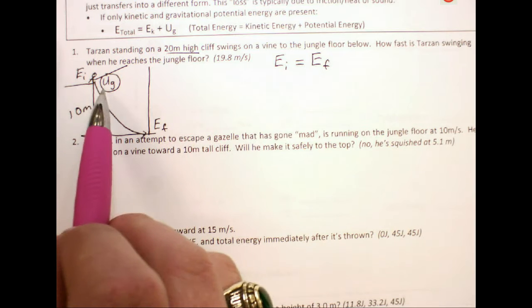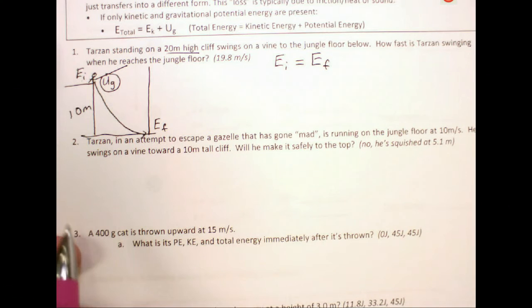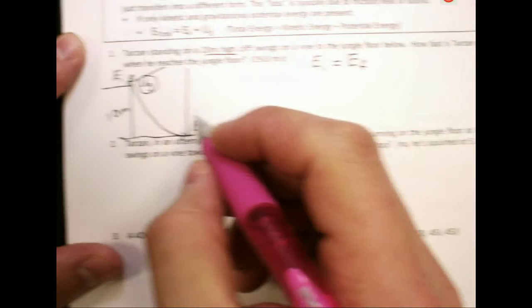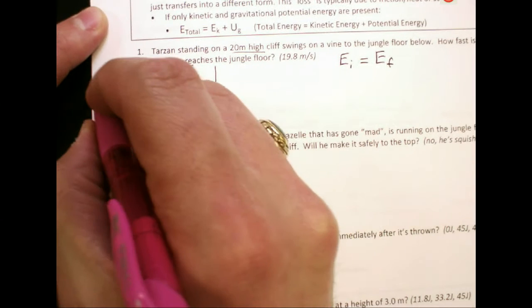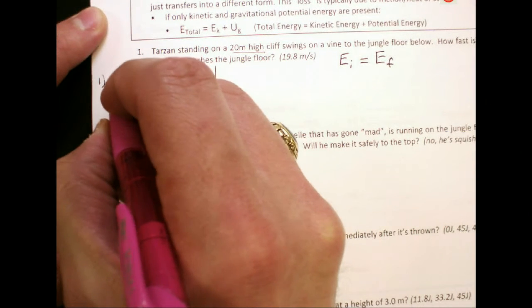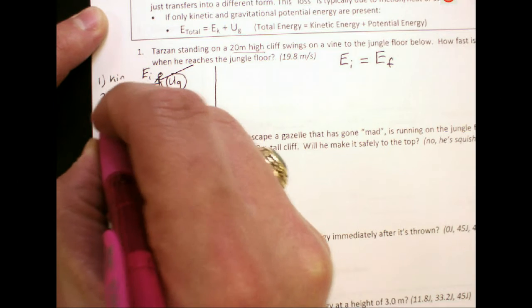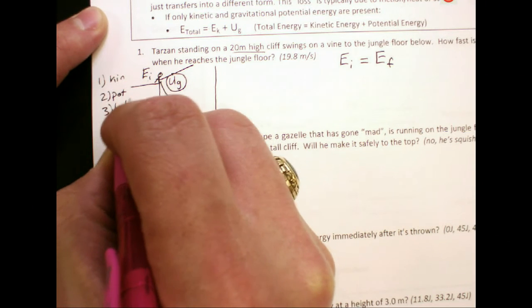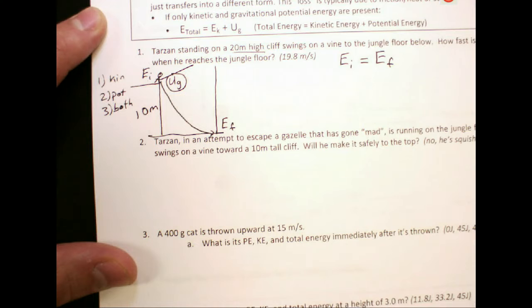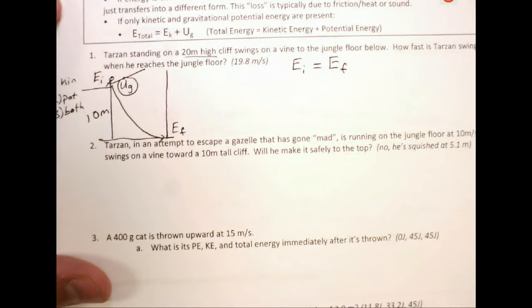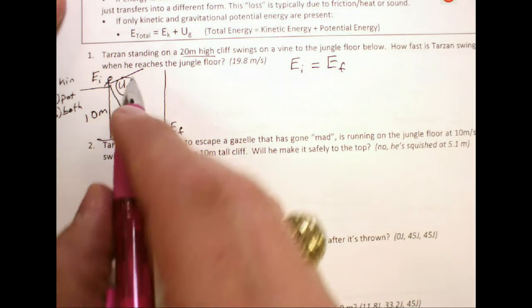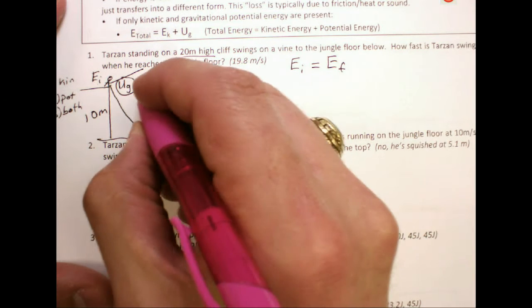And by the way, when you choose what forms of energy are present, you only have three choices. I'll write them over here on the side. Your three choices are kinetic, potential, or both. Kinetic energy, potential energy, or both are present. So up here we have U sub G, that's potential energy. That's what that means. It's all potential.